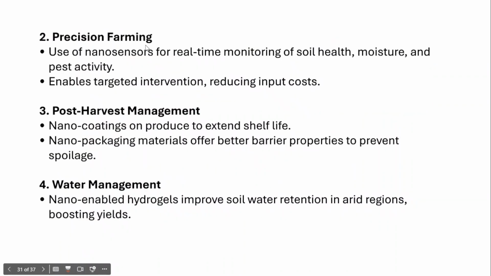And then we need to talk about precision farming as a method. That is the use of nanosensors for real-time monitoring of soil health, moisture content, and pest activity. If we are able to monitor the soil health, moisture, and pest activity, it will help come up with targeted interventions and reduce the input costs as well. Now, reducing input costs translates to increasing profitability of the farmers on their produce.